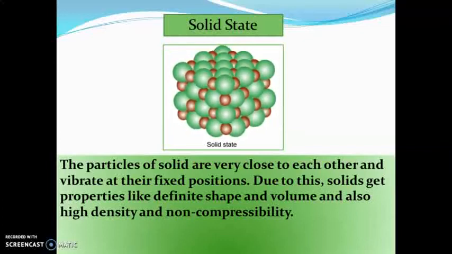Okay, so we all know that solids have a definite shape as well as volume. Volume is the space occupied by the solid. They also have high density, that means weight, and non-compressibility. Compressibility means folding; we cannot fold the solid and fit it into something. These are the properties shown by solids because the particles are very close to each other. Very clearly we can see in the diagram.